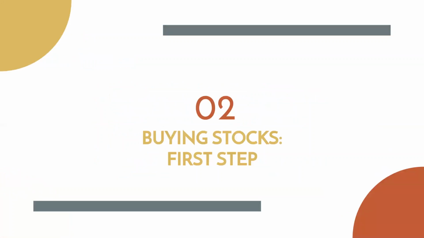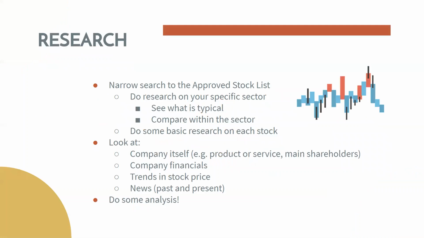So speaking of research, that is the first step for when you're buying stocks. So when starting your research, you first narrow your focus down to the approved stock list, which is the list of stocks for the KWH's competition. For the competition, you have to have at least as many sectors as you do team members.